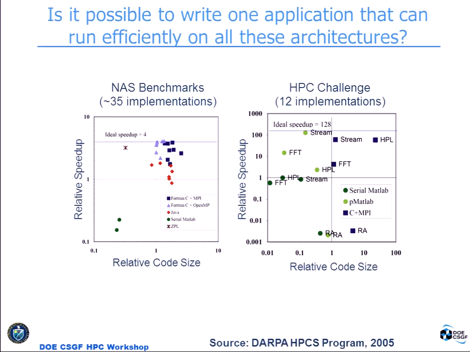So here it's Fortran C plus MPI and Fortran C plus OpenMP and Java. And then this speed up is relative to what the serial implementation is. And then the relative code size in lines of code is the horizontal dimension. And what you see is a progression toward more lines of code equals more speed up. And so that's really not what we want to do.